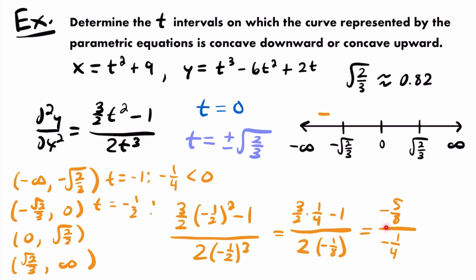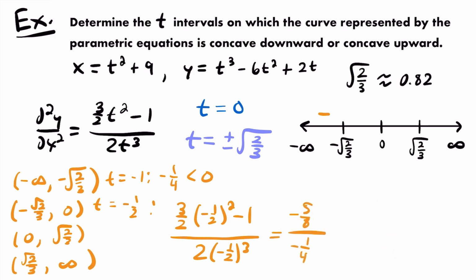And then a fraction divided by another fraction, we can determine what that is equal to by multiplying the numerator by the reciprocal of the denominator. So this will be equal to negative 5/8 times the reciprocal of negative 1/4, which will be negative 4 divided by 1. And so these 2 negatives will cancel out, so this result will be positive.